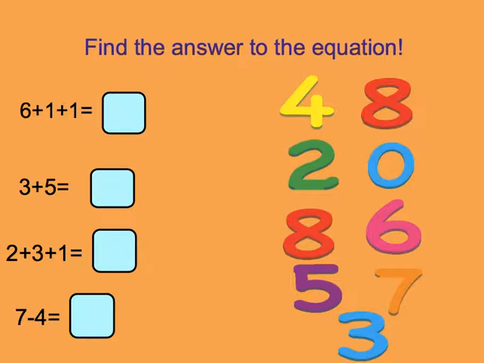For this activity, the students are working on solving equations. If you look at the second equation, 3 plus 5 is 8. Students will then find the correct answer, in this case 8, on the right side. They will then drag the answer to the blue box and it will hold if it is correct. If the number they pick is incorrect, it will bounce back.